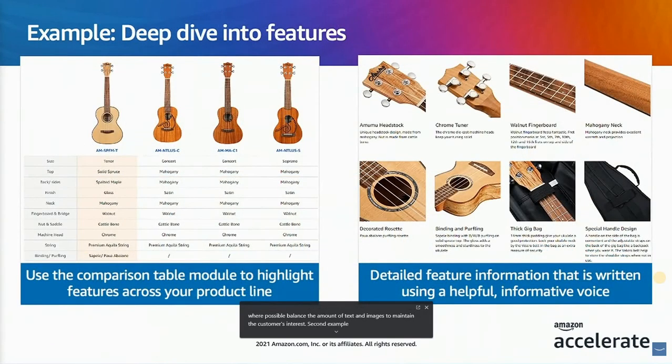Second example is deep diving into features that can help the customer in their buying decision. Use a comparison table to highlight different products in the product line, or even complementary products in your brand as a cross-sell. Use text and images to highlight detailed information, include specific data where applicable, what materials are used, highlight the craftsmanship, what comes with the product, detailed aspects of the product and close-ups, etc. Also, always use informative voice to highlight what makes your brand and product special.